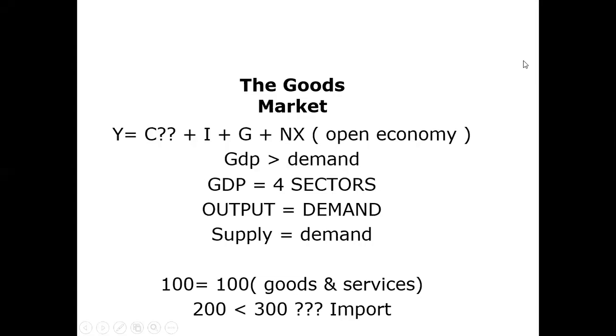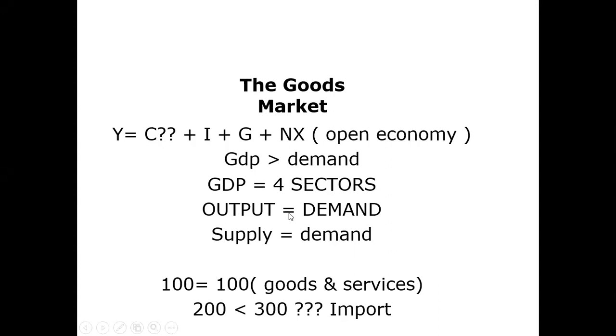Okay, so in macro theory, we are going to focus on the goods market. What do you mean by goods market? We have the household, investment, and government and net exports. So this is called the open economy. If I have only three sectors, which is the household, businesses, and the government, this means that we have a closed economy. So this is basically the four sectors activities that exist in any economy.